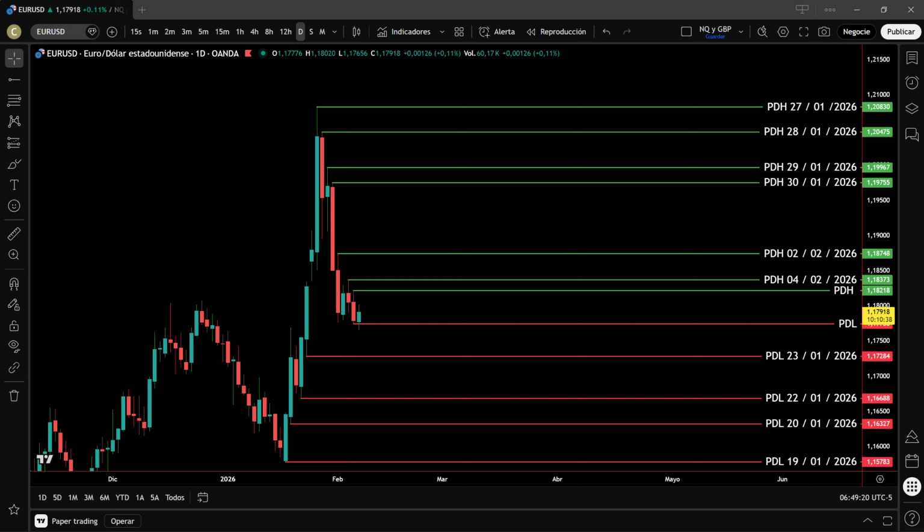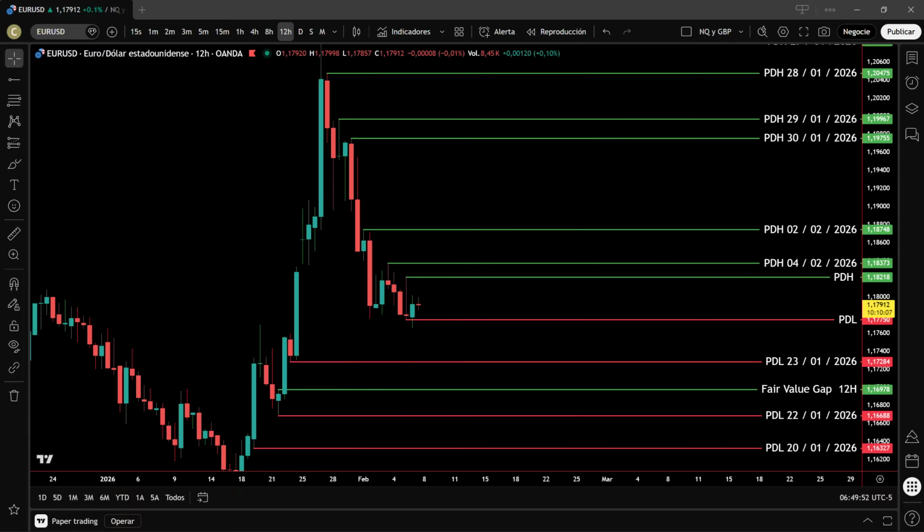Notice how the chart highlights multiple PDH levels at the top, representing buy-side liquidity waiting to be swept in a future expansion move. However, in the short term, selling pressure seems to be targeting the PDL levels from late January, specifically toward the 1.1728 and 1.1668 range. It is crucial to monitor price reaction at these points to determine if we will witness a technical bounce or a continuation of the bearish trend.